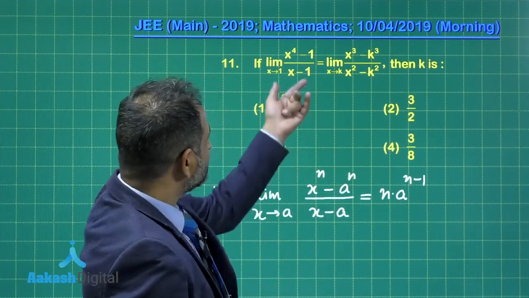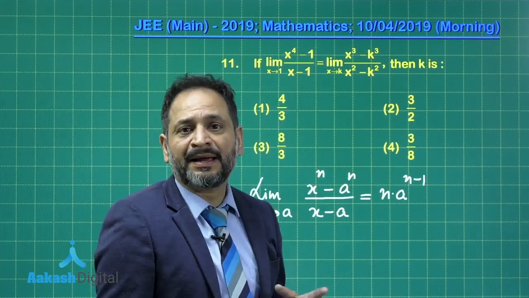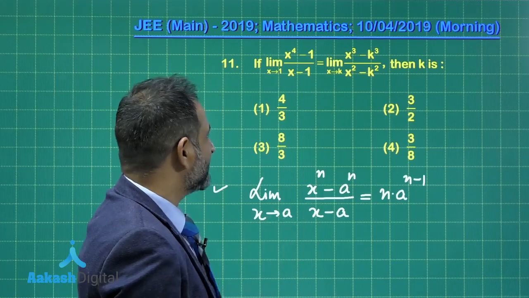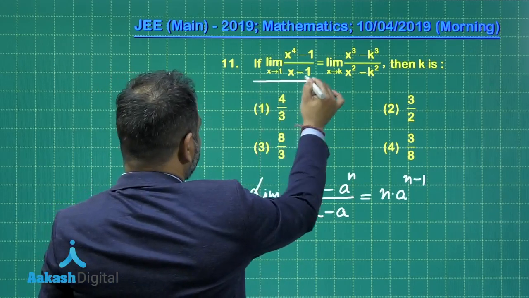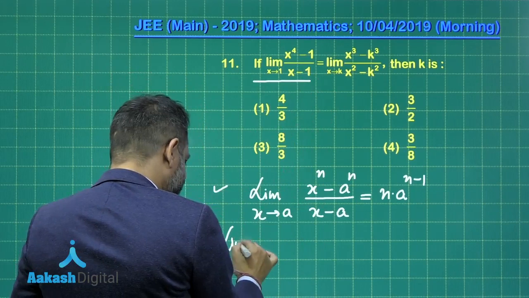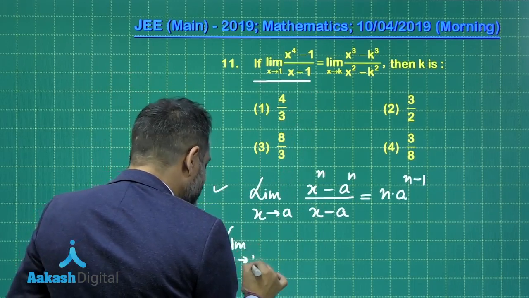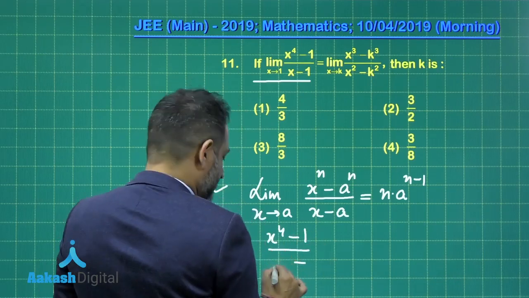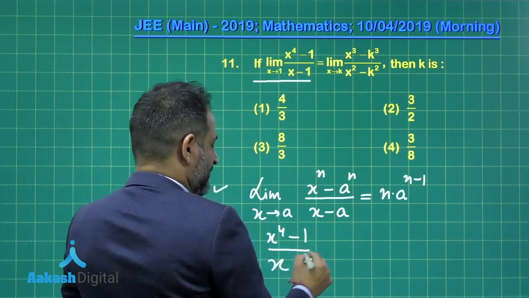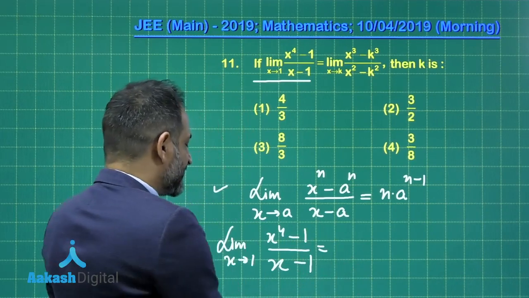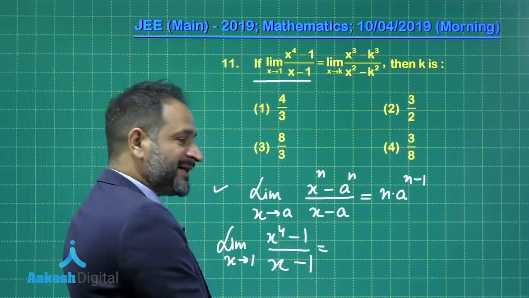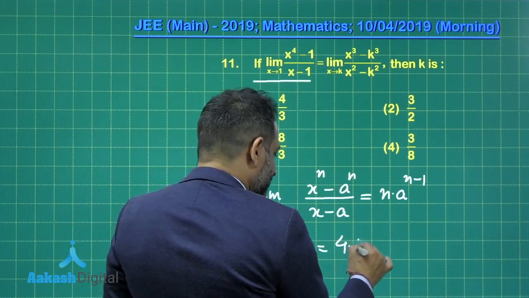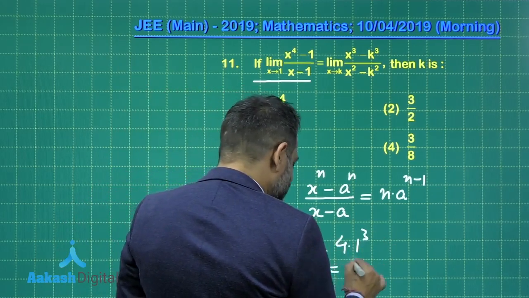So, this is the standard result we have, although we have different methods to evaluate this limit as well. We can factorize the term, or we can apply L'Hospital rule. So, we are using this here, a very easier one. You can check it from here: limit x tending to 1 of x raised to the power 4 minus 1 upon x minus 1. Now here you can see the value of n is 4 and a itself is equal to 1. So, this limit will be equal to 4 times 1 raised to the power 3, that is equal to 4.